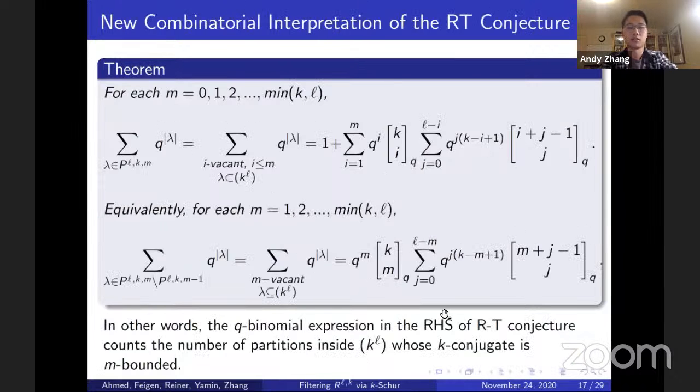Sorry. So to put it together, in Reiner and Tudose's paper in 2003, they implicitly stated that the conjecture counts the partitions that are i-vacant where i is at most m. And we've shown that we can reformulate this to be a generating function where lambda is taken from P_{l,k,m}, which is the k-bounded partitions whose k-conjugate is inside the k by l rectangle and whose first part is at most m.